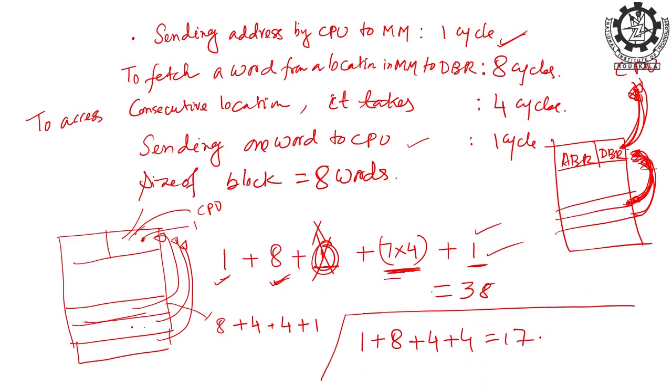Why 17 cycles? I repeat. So, the first is for sending the address, no doubt. Now, imagine the second organization, where you can access the consecutive locations across the modules. The first word is across the module, which means it is a new module. So, each module will take 8 cycles, and after 8 cycles, 4 words will be available in the individual DVR. So, therefore, this is 8.